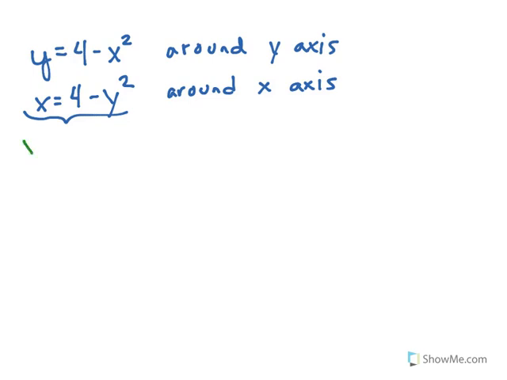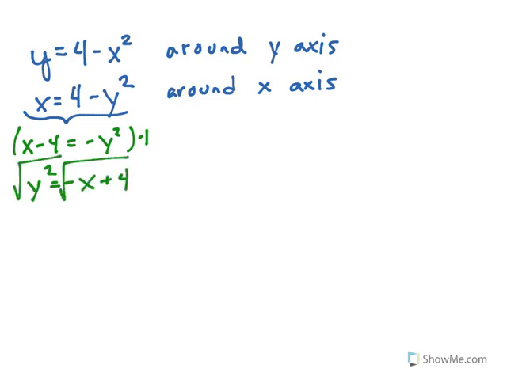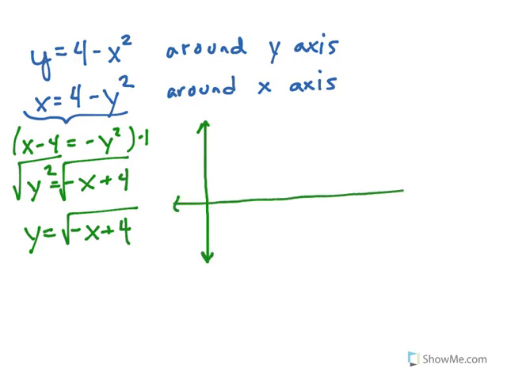So I'll subtract 4 from each side. X minus 4 equals negative y squared. Multiply by negative 1. Y squared equals negative x plus 4. And to get y by itself, square rooting both sides, y equals square root of negative x plus 4. So if I go ahead and graph that on an axis, this is what I'm going to end up with. I'm going to end up with a shape that looks just like this.